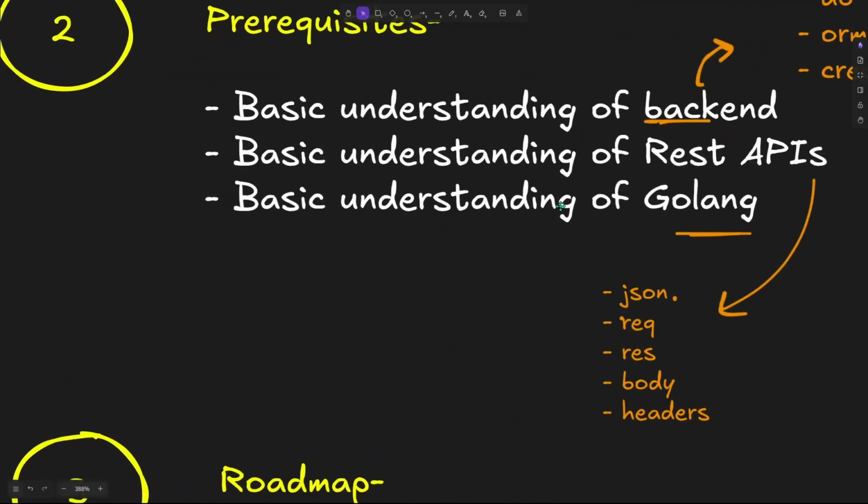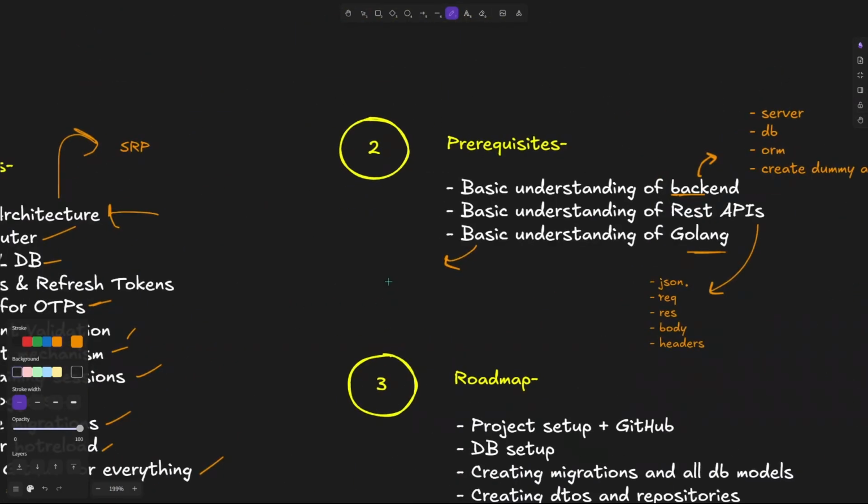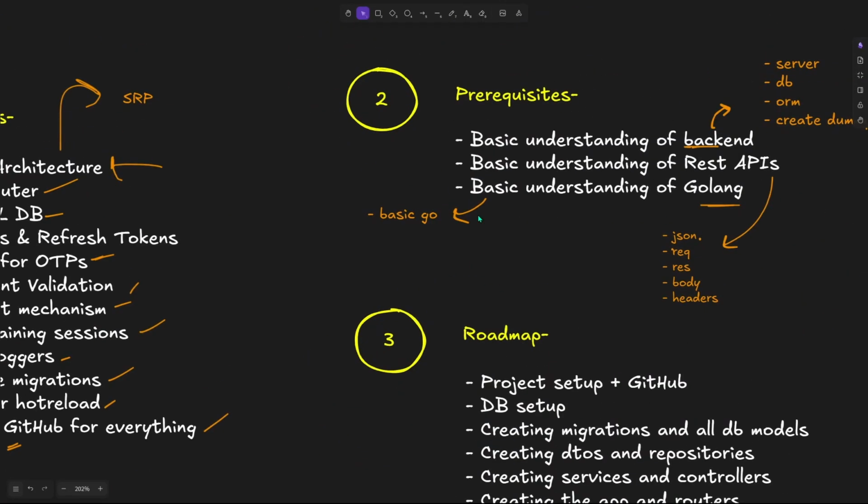And number 3, I want you to have a basic understanding of Golang. So over here, I want you to have an understanding of basic Go, right? Of basic programming language stuff already cleared in Golang. So yeah, that's basically it for the Golang part, because I am going to explain everything, so you don't have to stress over it so much.